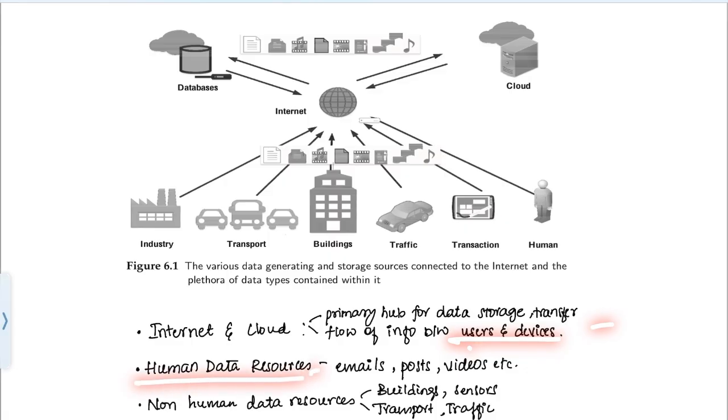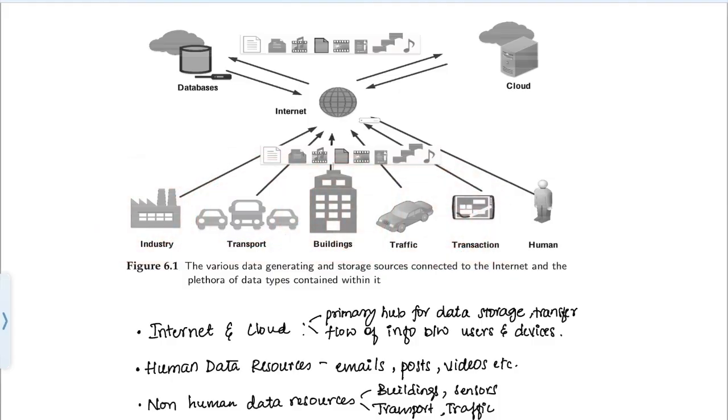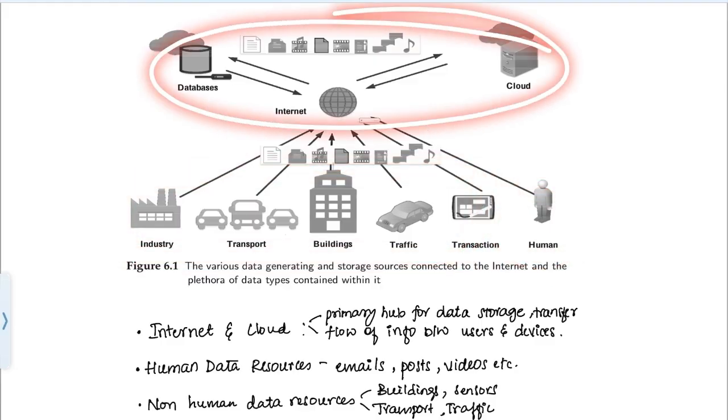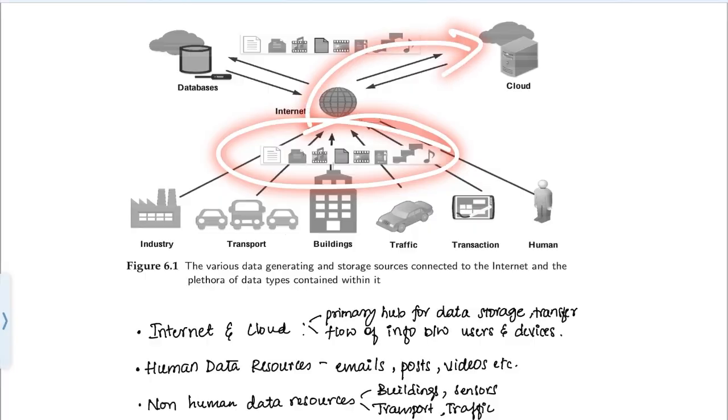Then we have human data resources. Human data resources are the data which is transferred through emails, social media posts, or any videos, anything. Next we have non-human data resources. Non-human data resources could be the sensors which are being used here, or it could be the industry, transport, buildings, traffic, transactions. All these come under non-human data sources. So this diagram highlights how various data sources, be it humans or machines, contribute to the global IoT ecosystem, thereby generating different types of data, and these data which are generated are also stored efficiently.